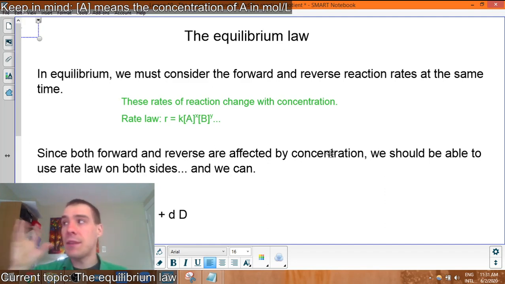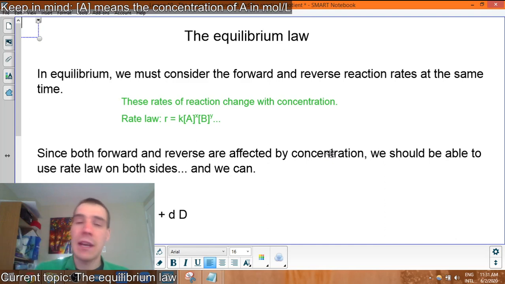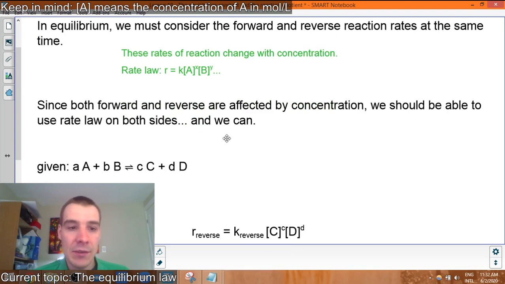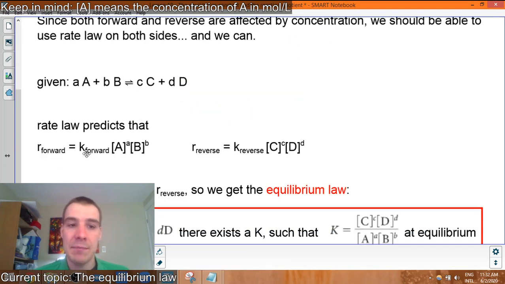So, if you start with everything as reactants and they start going towards products, you're going to lower the rate of the reactant side of the forward reaction. You're going to increase the rate of the reverse reaction because the concentration on the other side is going up. So both reactants and products affect the rate. And we can use rate law on both sides. Right? Forward rate is going to be K times A to some exponent and B to some exponent. And the reverse rate is going to be C to some exponent and D to some exponent.